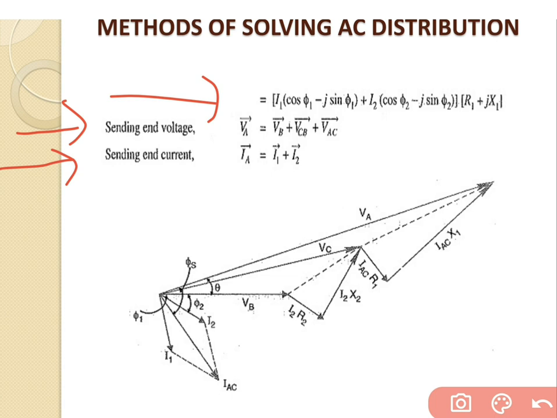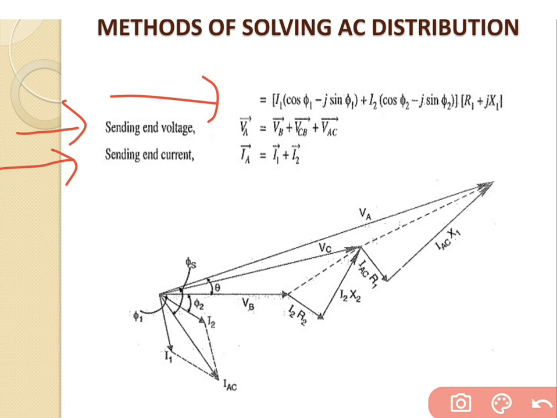So this is the diagram for the first category, that is the power factor referred to receiving end voltage only. Firstly, as a reference we can take VB. This is the case in which reactance comes into the picture, so we can consider the inductive case. For that, I1 and I2 are in the lagging condition with the angles phi 1 and phi 2. So I1 and I2 lag behind the voltage VB by some angle, and the resultant of I1 and I2 is IAC.